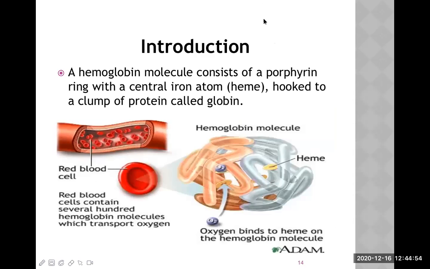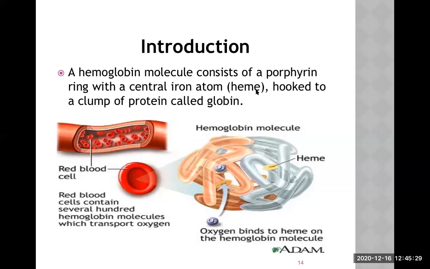Now, what type of molecule is hemoglobin? What is the composition of hemoglobin? Okay, let's talk a little bit about it. A hemoglobin molecule consists of a porphyrin ring with a central iron atom, which is known as heme. This heme is a porphyrin ring and iron is attached there. It is hooked to a clump of protein known as globin. That's why heme and globin together is called hemoglobin.